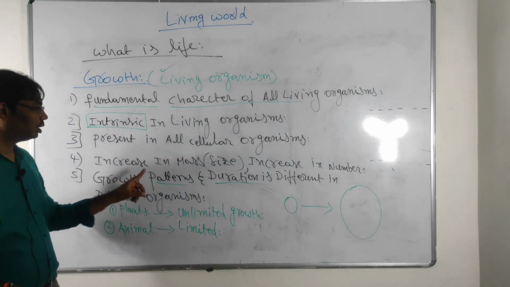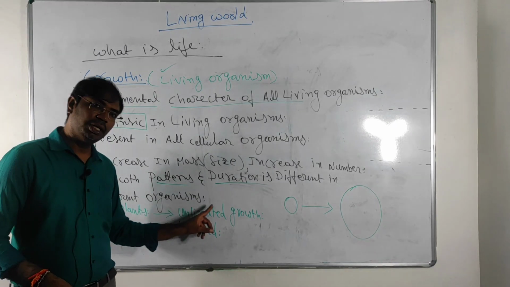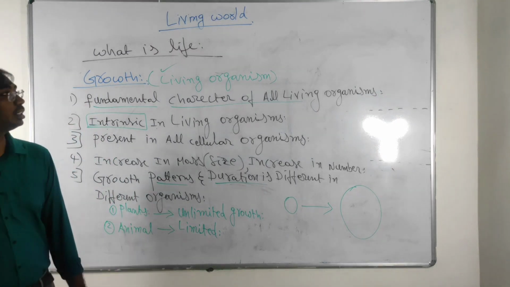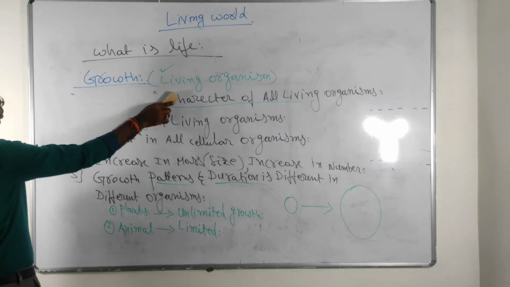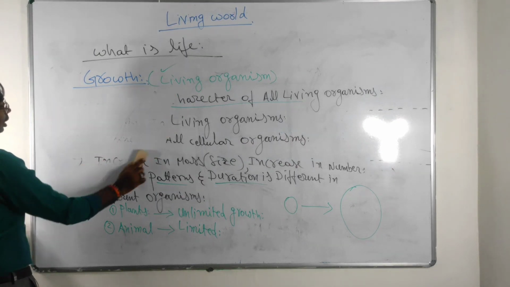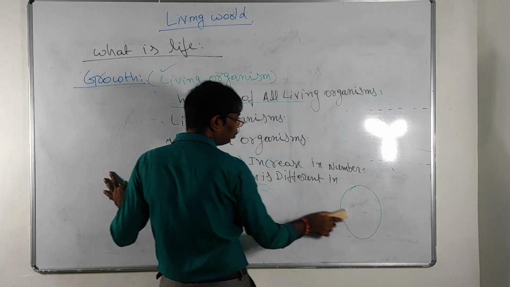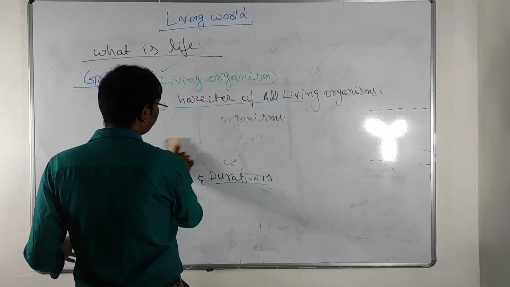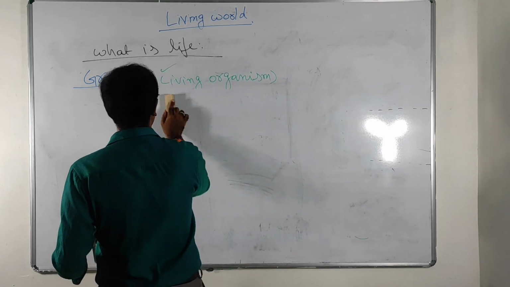So growth patterns and duration are different in different organisms. Plants have unlimited growth and animals have limited growth. So that is the difference, so those are some fundamental points related to the growth in living organisms. So now we will discuss growth in unicellular organisms. So what kind of growth is present in the unicellular organisms?